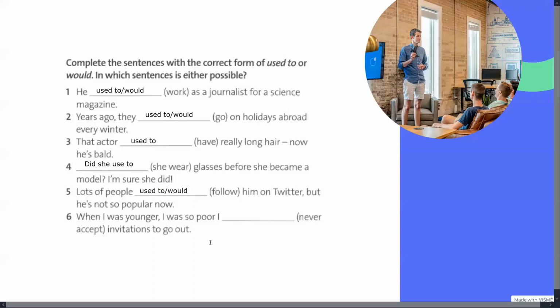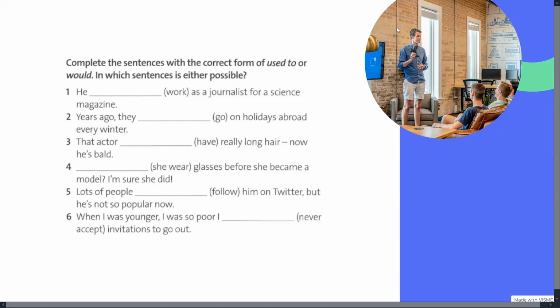When I was younger, I was so poor, I never accepted invitations to go out. Now, this is not technically a negative because it's not "not accept", right? It's "never accept", so we have an adverbial here, right? We have an adverb that tells us. So I would still say I never used to accept, but I would never accept is also correct. So both of them are okay, but I would even say that would is more commonly used.